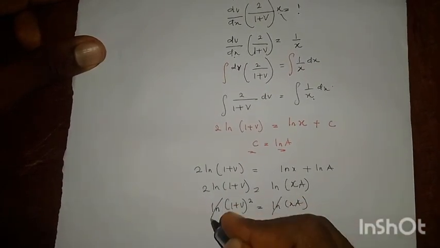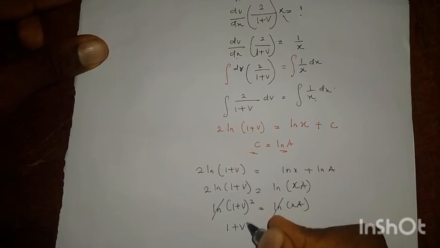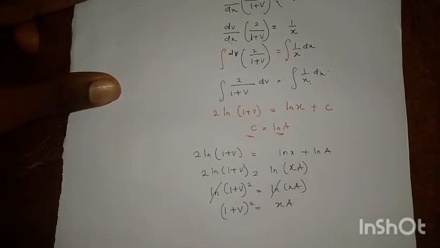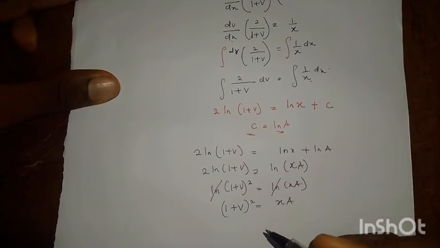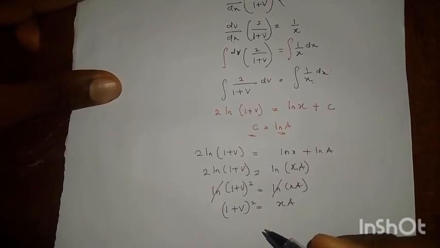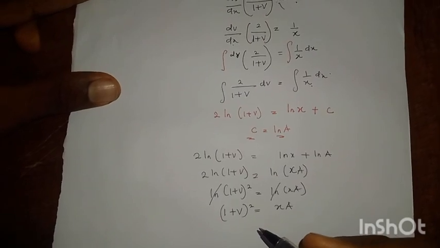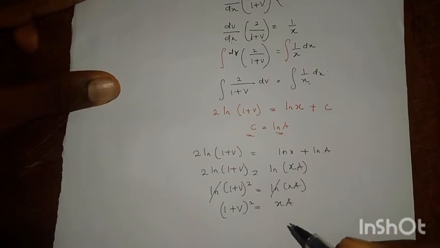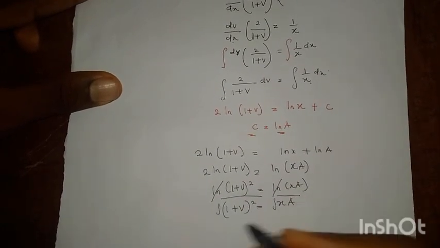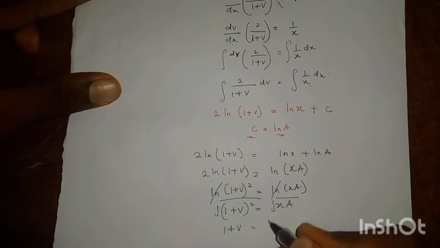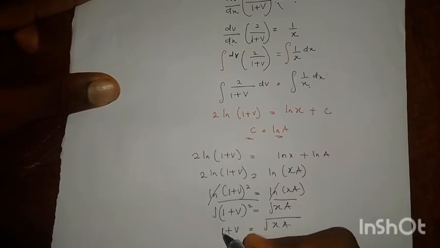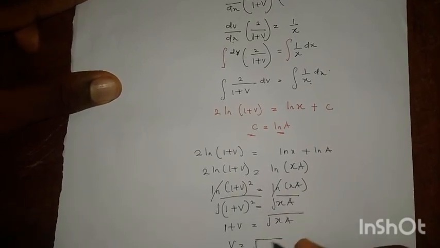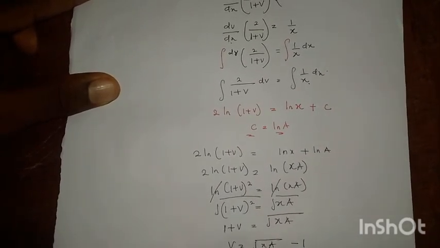So ln will cancel ln, right? So this is (1 plus v) raised to power 2 equals xa. Taking the square root of both sides, I have 1 plus v equals root of xa. Taking 1 to the other side, v equals root of xa minus 1. So I've gotten my value of v.